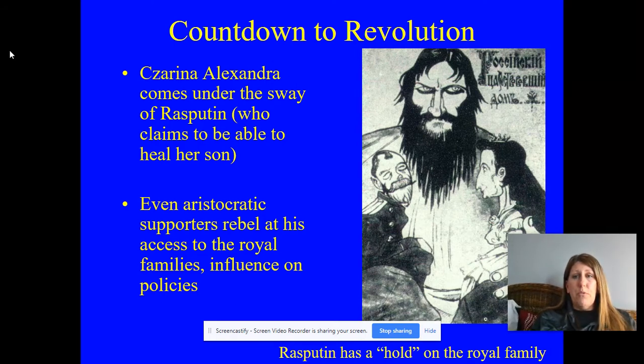that the Tsarina Alexandra had come under the sway of Rasputin. Rasputin claimed to be this healer or this holy man that could bring about a cure for the heir to the throne, Alexei, from hemophilia. So Rasputin is going to be hated not only by a lot of the aristocracy, but by the general public as well, as there is a lot of negativity facing the royal family. And so they start to rebel at Rasputin's access to the royal family and his influence on the war policies and on the government.